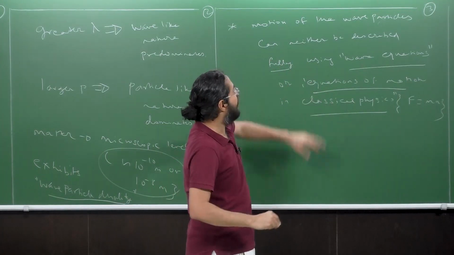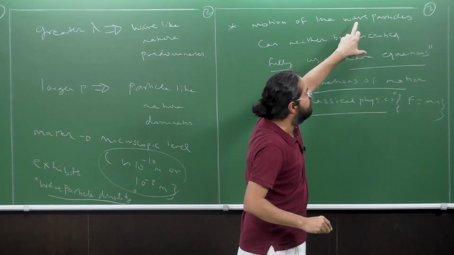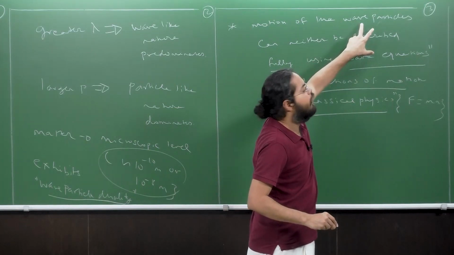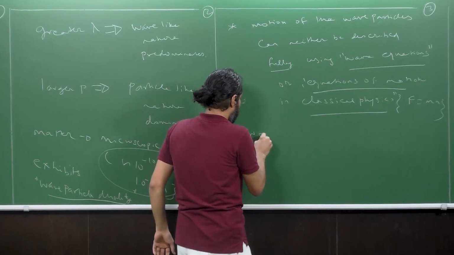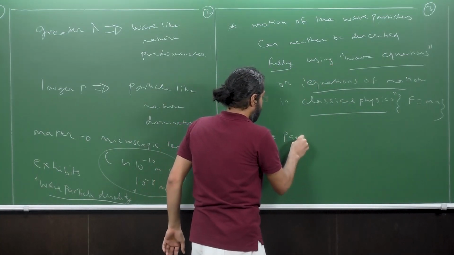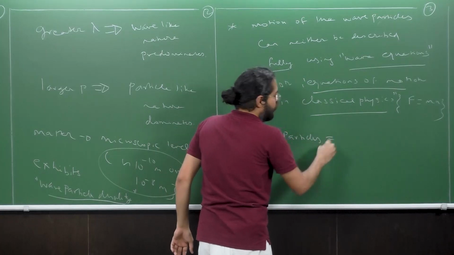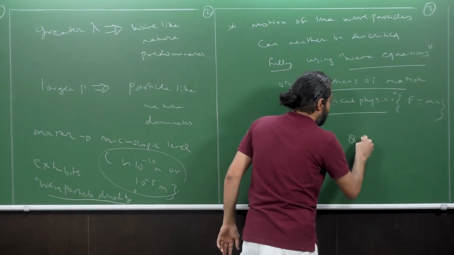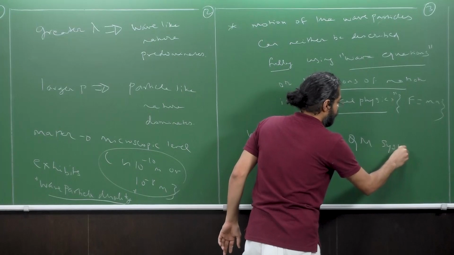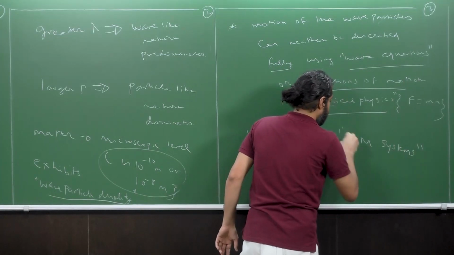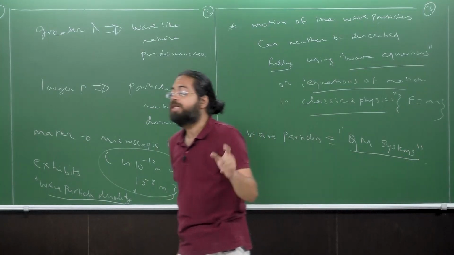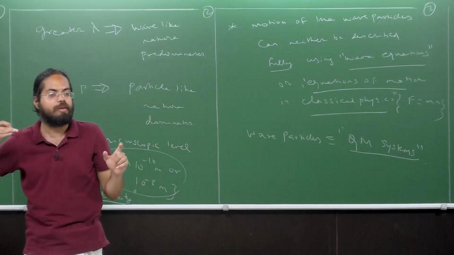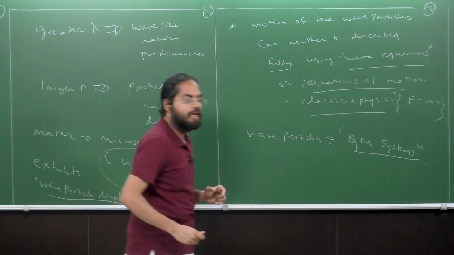All right. In fact, these particles, which exhibit both wave and particle nature, these wave particles are what are called quantum mechanical systems. And the matter with which light interacts in astrochemistry, they're all quantum mechanical systems.